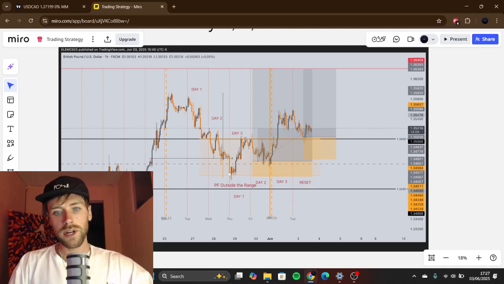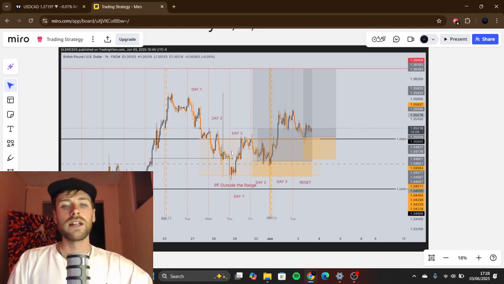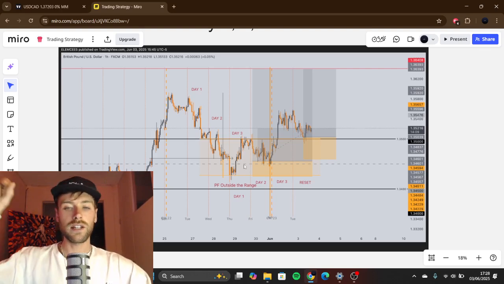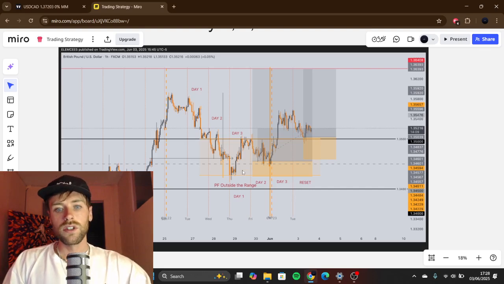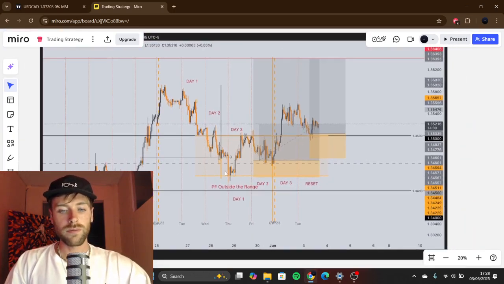So when I see this false break, I see the range. Once we see pins outside, pull back inside, that to me is okay, game on. Let me now look to see if we can actually, are we going to do a reset and continue down, or are we actually going to do the flip and then now do 3 days long? So what we got was false break day one.